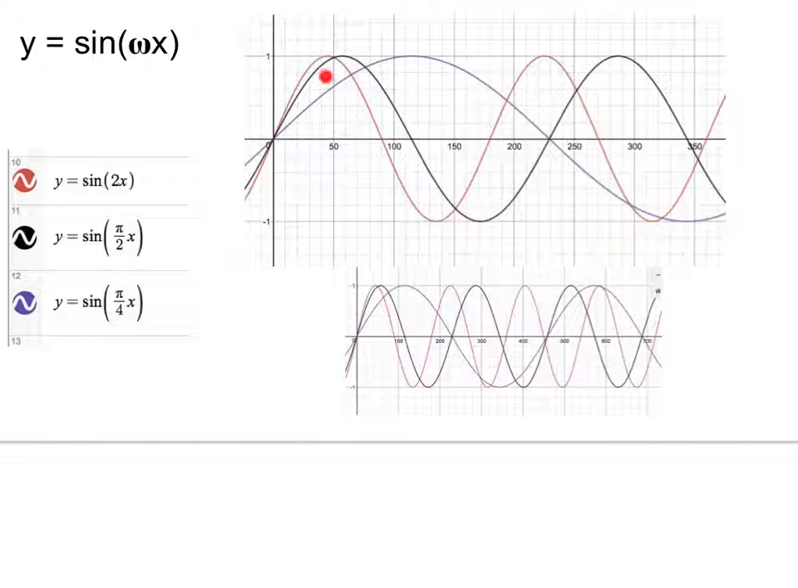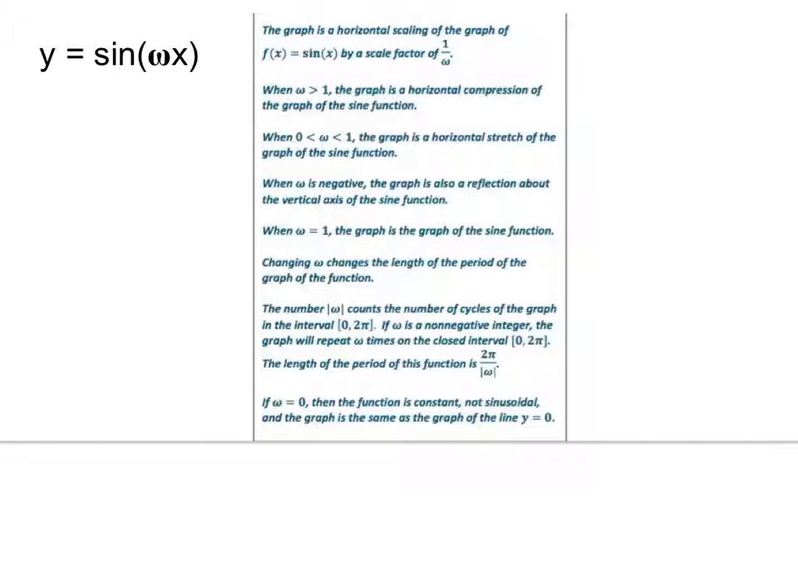Our red one is still the sine 2x, pi over 2, that is the black one. Okay, we're not quite there, but if I went from 0 to 720 here, 1, 2, 3. Okay, pi over 4 is the purpley one, 1.5. Okay, so it stretches things out. Look at our summary.